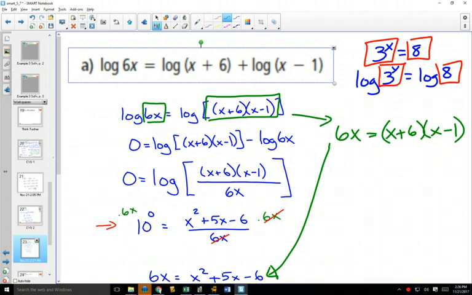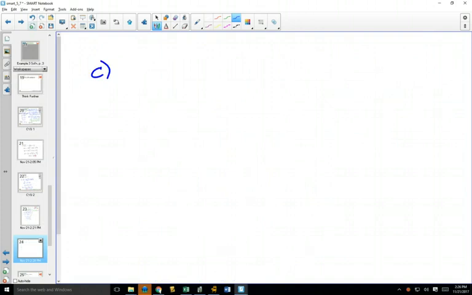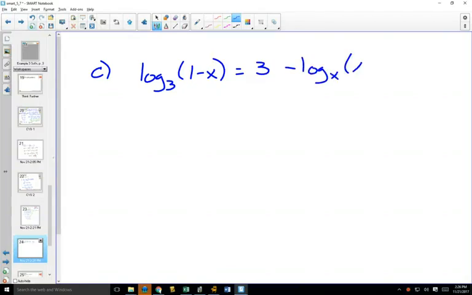But that only works if you have a log equal to a log. So for B it won't work, because you don't have a log equal to a log. For C, it won't work either. Well, I'm going to make up C. Okay, log 3 of 1 minus x equals 3 minus log 3 of, whoops, x plus 11. So I'm making up a part C.